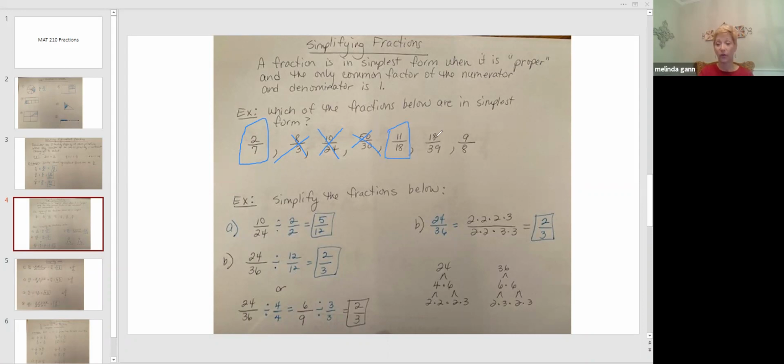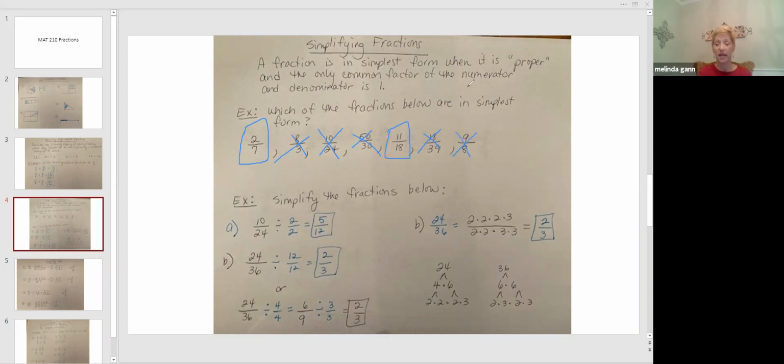Now, if you're not careful, you might think this one is in simplest form because the top number is smaller than the bottom number. But remember, what is our shortcut for 3? 3 is a factor of 18. Remember, when we add the numbers up, if that sum's divisible by 3, this number's divisible by 3. And 9 will divide by 3, and 12 will divide by 3. So 3 is a common factor of both, so that doesn't work. All right, and this one is not proper. It's improper because the top number is bigger.